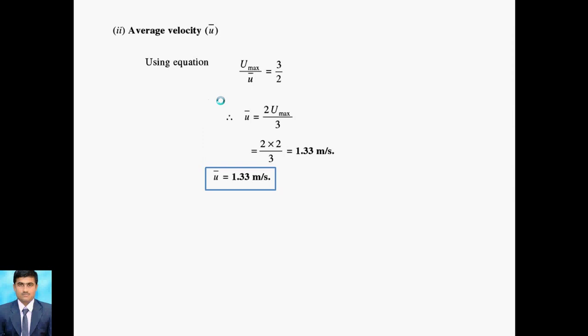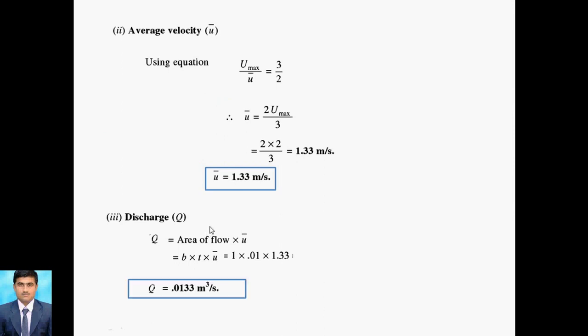And now we move to the average velocity. As we know, for finding the average velocity, u_max/u_bar = 3/2. Now we put the value, u_bar = 2 u_max / 3. After putting the value of u_max, that is 2, 2 divided by 3 is 1.33, that is the average velocity. Now the discharge. So how do we find the discharge? Actually, Q = A × u_bar, where the area is B × t, with uniform velocity: 1 × 0.01 × 1.33, where u_bar is already found. After putting this value, Q = 0.0133 meter cube per second. So this is all about the problem.